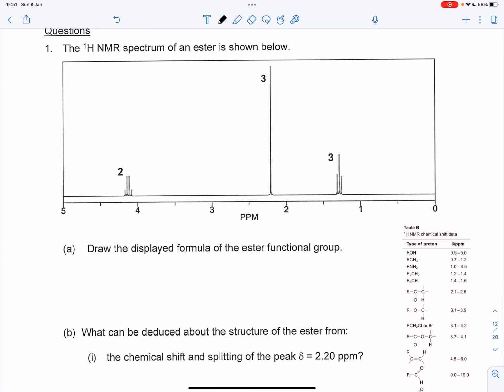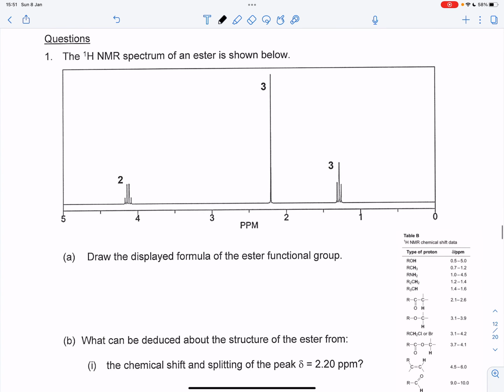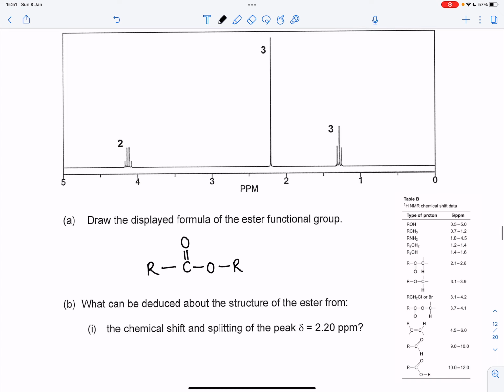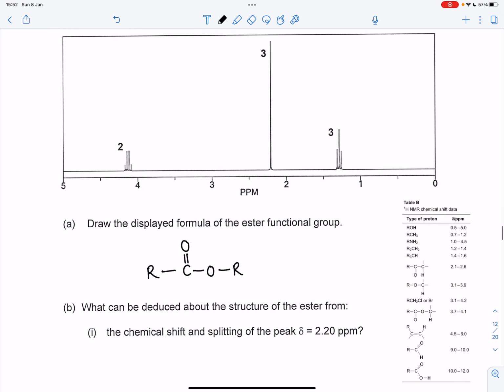In this video, we're going to look at some examples of interpreting proton NMR spectra. So this first one says the proton NMR of an ester is shown below. And then the first thing it asks us to do is to draw the displayed formula of the ester functional group. So that's just asking us if we remember that the ester functional group is a C=O bond and an O that has R groups at either side, so carbon chains at either side. That's going to be important to help us identify things in our structure.